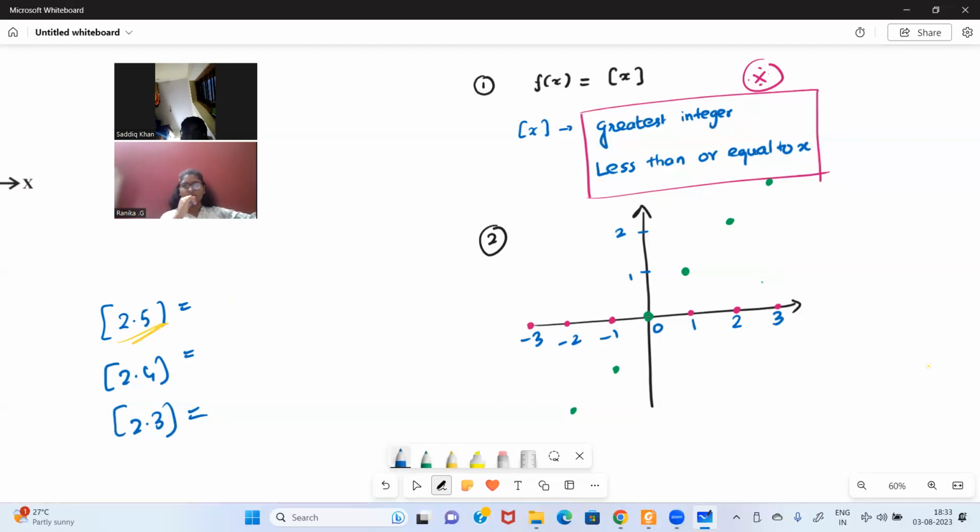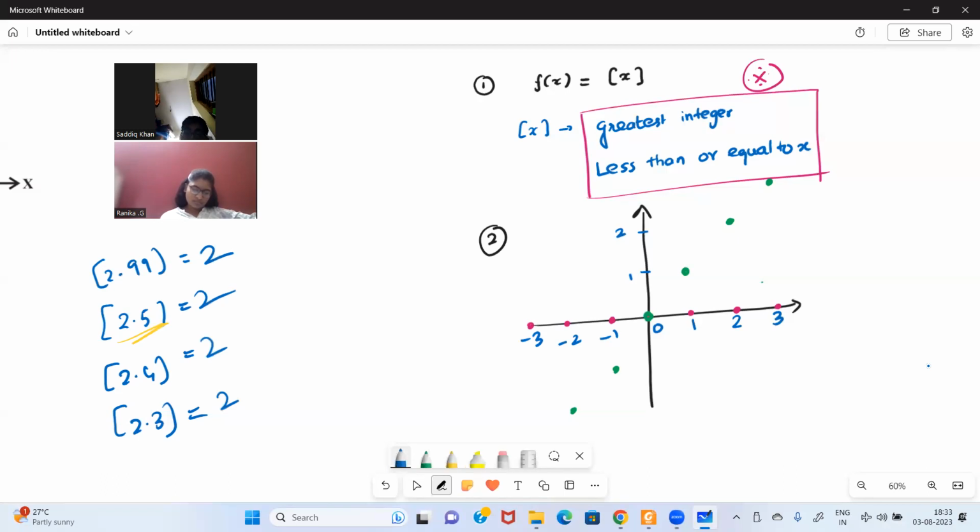So what about 2.4? Anybody, students? 2.4 is here somewhere. 2, sir. Very good. So greatest integer of 2.3 is 2, 2.4 is 2, 2.5 is 2. Can anybody tell me what is greatest integer of 2.99? 2. Yes, is it not? 2, sir. Very good.